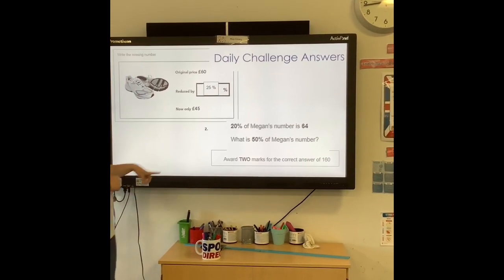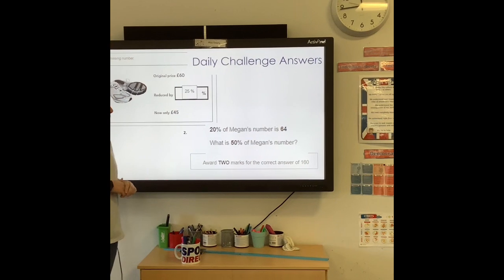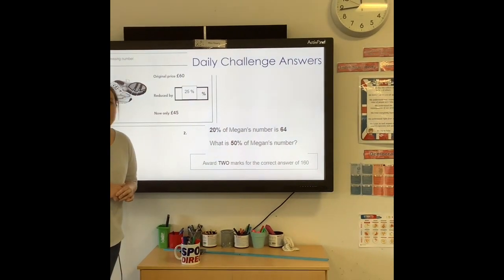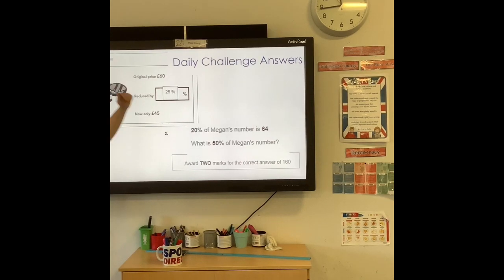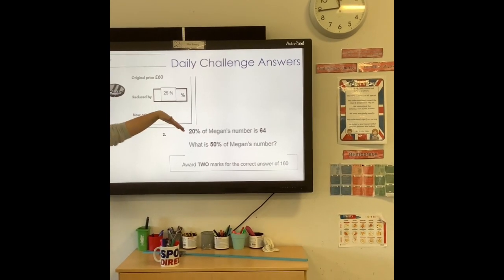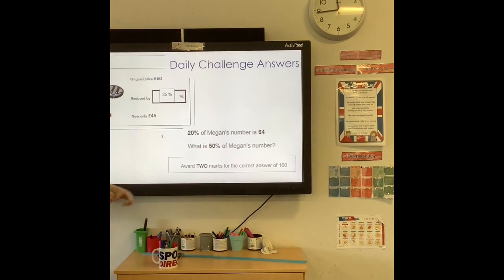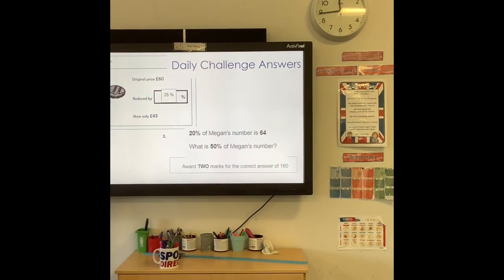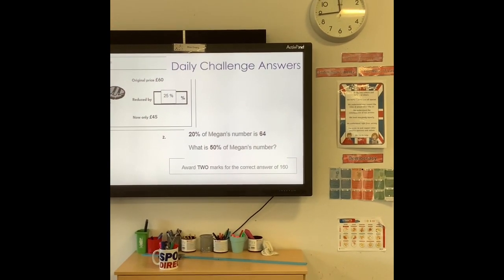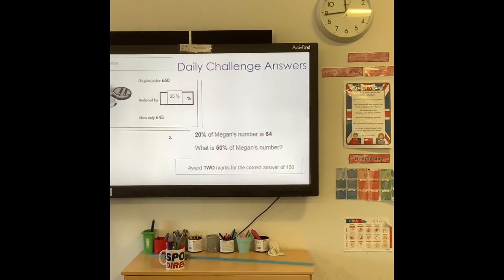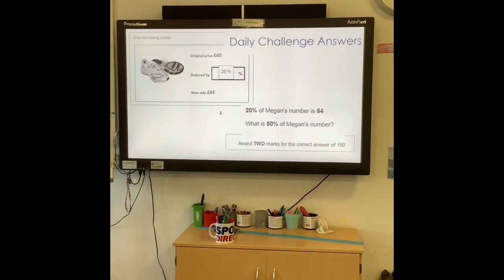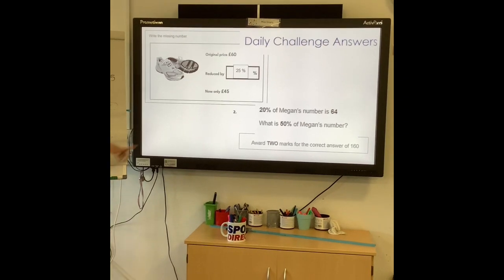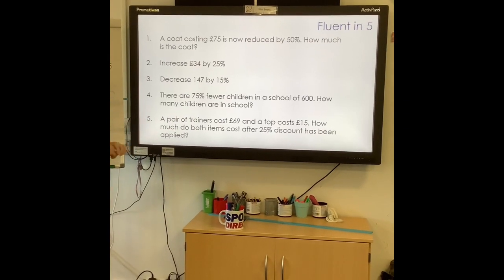Now that helps us with this, because we need to know what 50% of her number is. Well, if we know that 10% was 32, that 100% is 320, if we half that for 50%, we get 160, because half of 320 is 160. Now I appreciate there were a lot of steps there, so very well done if you got either of those correct. So, today's Fluent in 5.